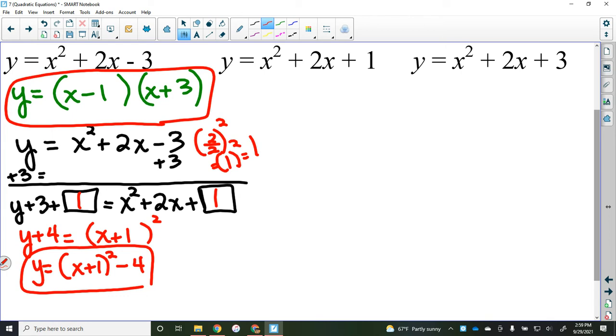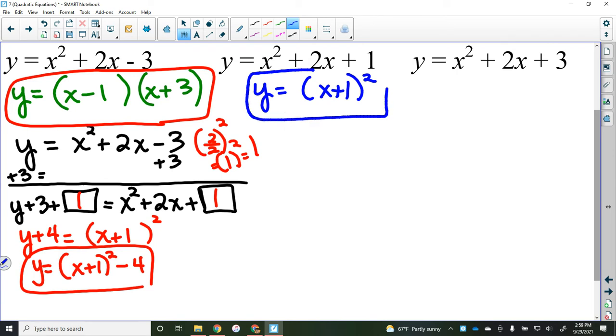All right, now the second one. I think we had factored that, wasn't that our perfect square? Yeah. Well, guess what? Not only is that in factored form, that's also in vertex form. It's already in vertex form. I love them when they're both.